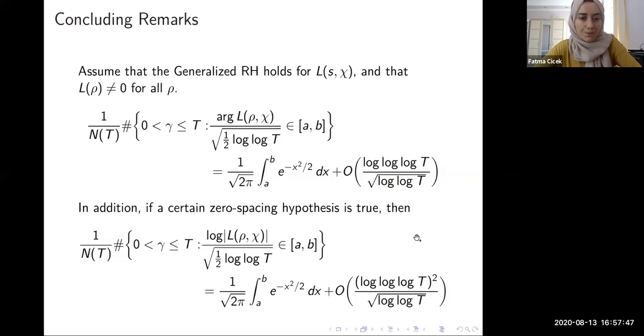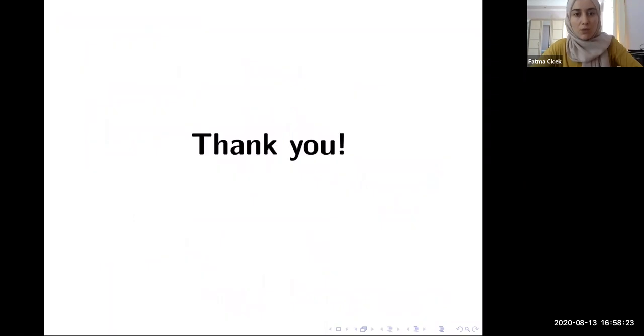If we assume some zero spacing hypothesis that holds between zeros of the L-function and the zeros of the zeta function, then you would also have a result for the real part of the logarithm of the L-function. So these are the values of the L-function at the sequence of the zeros of the zeta function. In general, of course, you can look at the logarithm of an L-function at the zeros of another L-function. So these ideas most probably can be generalized. Okay, so that was the final thing.